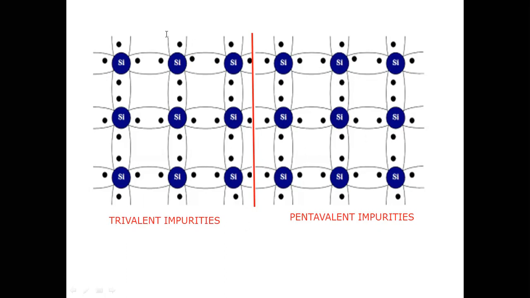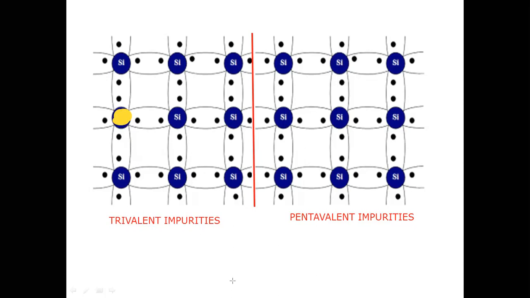So I'm doping half of the semiconductor substrate with trivalent impurities. Trivalent impurities are those impurities which have three electrons in their outermost orbit. Let us suppose I am taking here a trivalent impurity, which means it possesses three electrons in its outermost orbit.